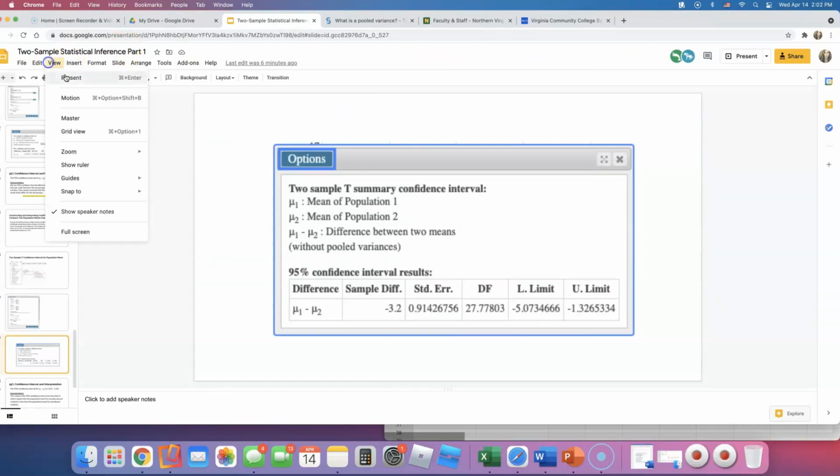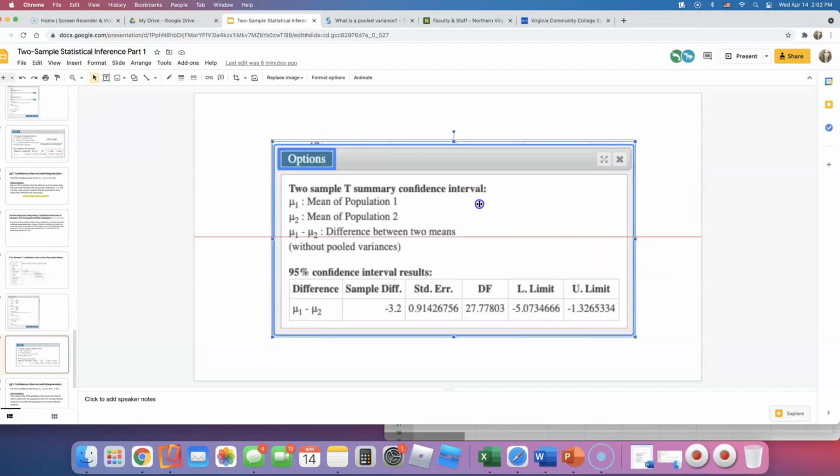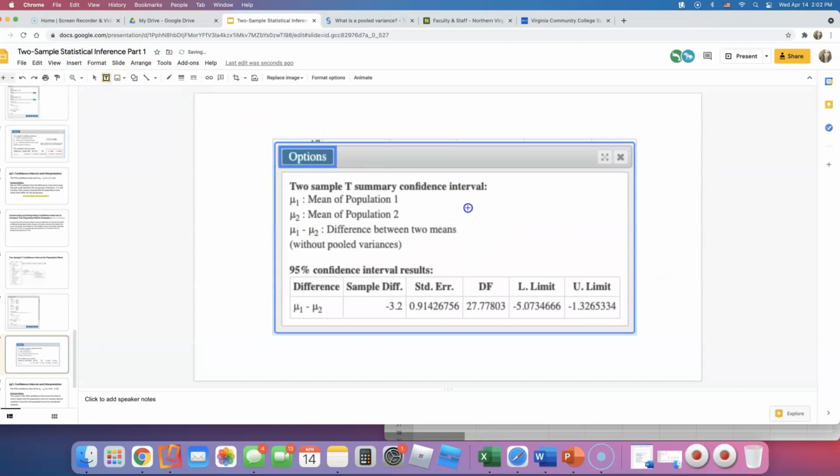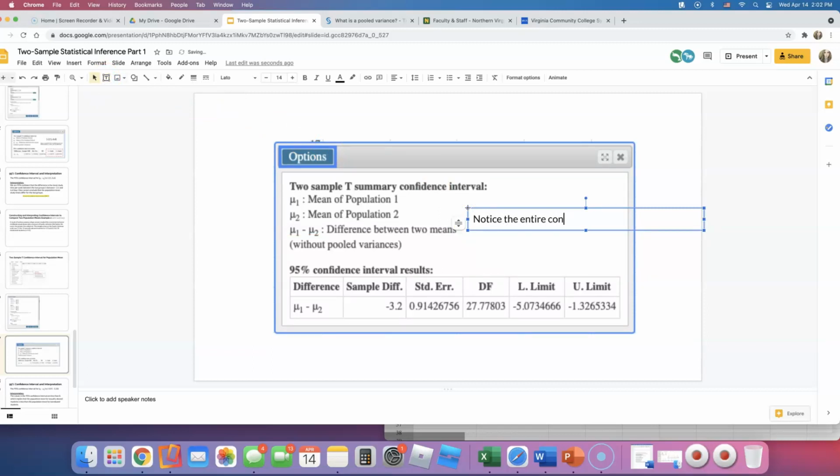All right, so let's do an interpretation. But before I do that, I'm going to go ahead and add my own words here. Notice the entire confidence interval is completely negative. It is not including 0.